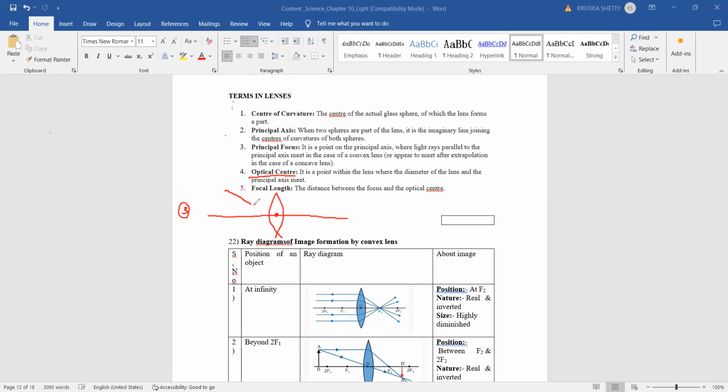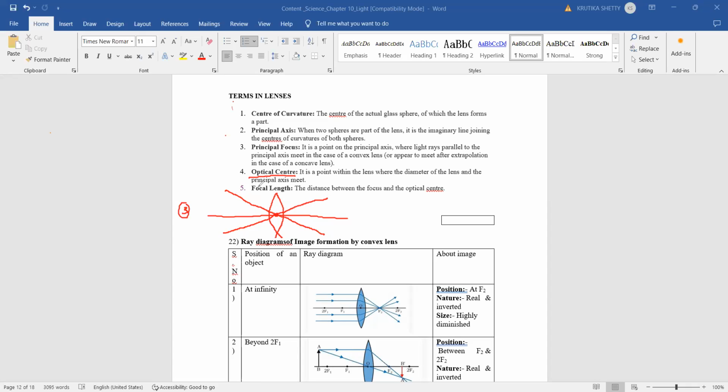So if a ray is passing through the optic center, it will pass through directly. There is no bending of the light ray. Whichever ray is passing through the optic center will move undeviated. When it is passing through the optic center, there is no change in the path of the ray.